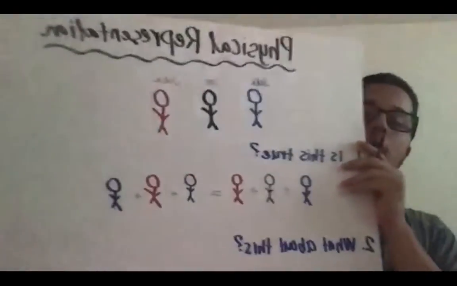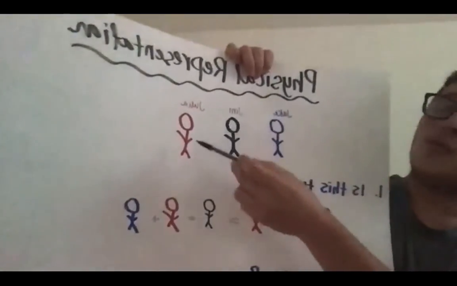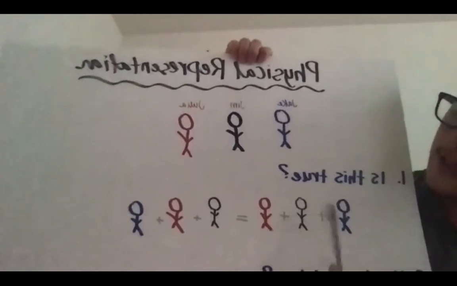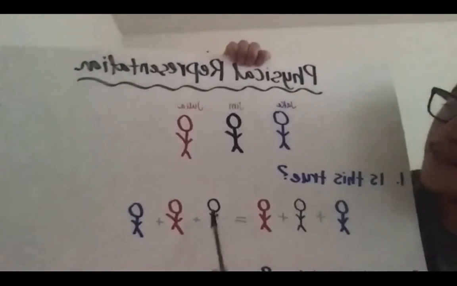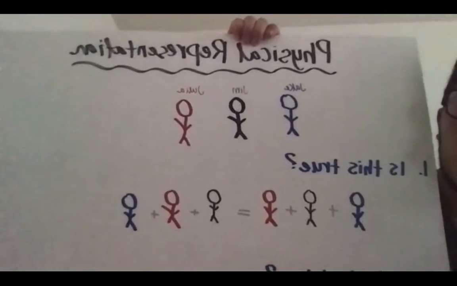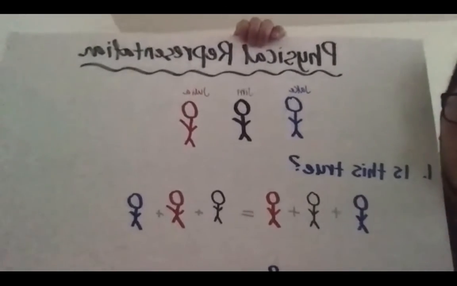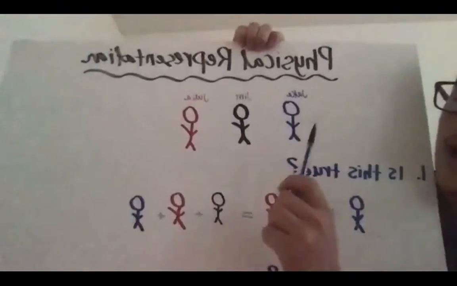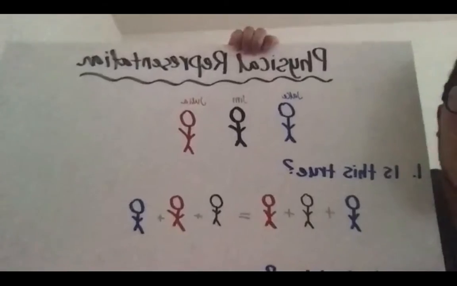Good. So now we're going to do a little bit of a physical representation. Since I can't have anybody in person, I just wrote it out. So I have Jake, Jim, and Julia, okay? So now you have Jake, Jim, and Julia right here in this order. Is this the same thing as having Jim, Julia, and Jake? Yes. Why? Because they're the same people but in a different order. Exactly. So you can have them in different orders, but they're the exact same people, okay?